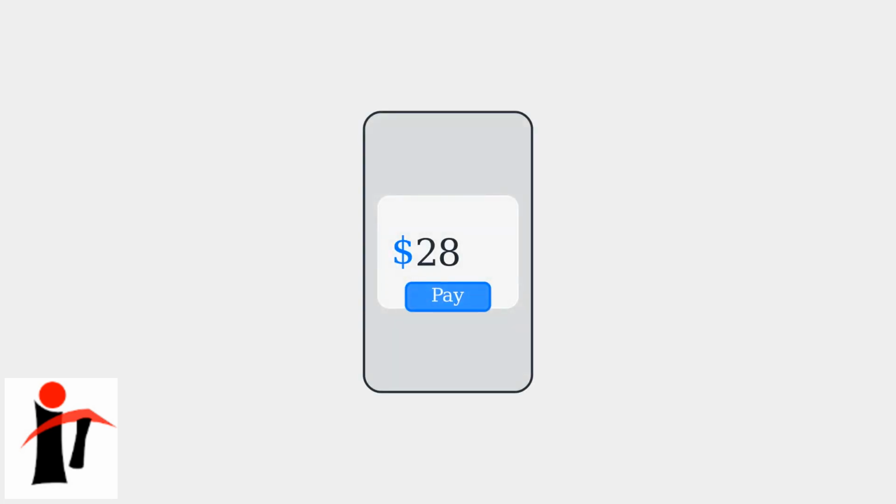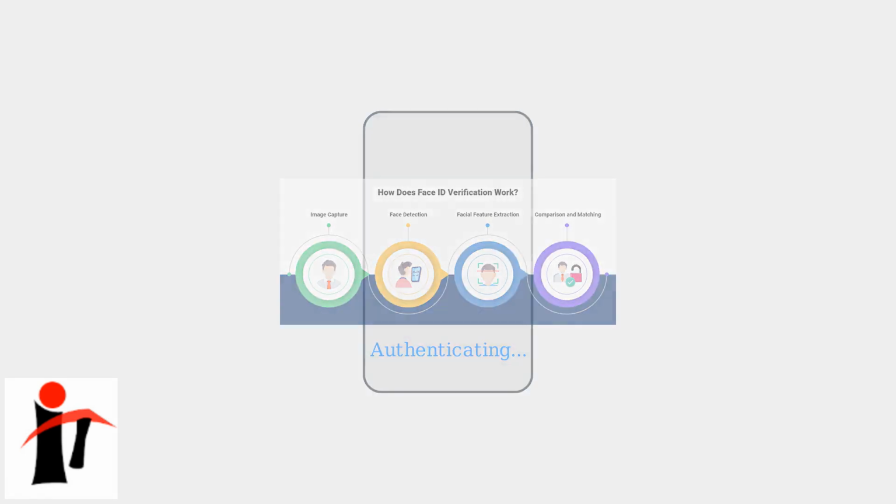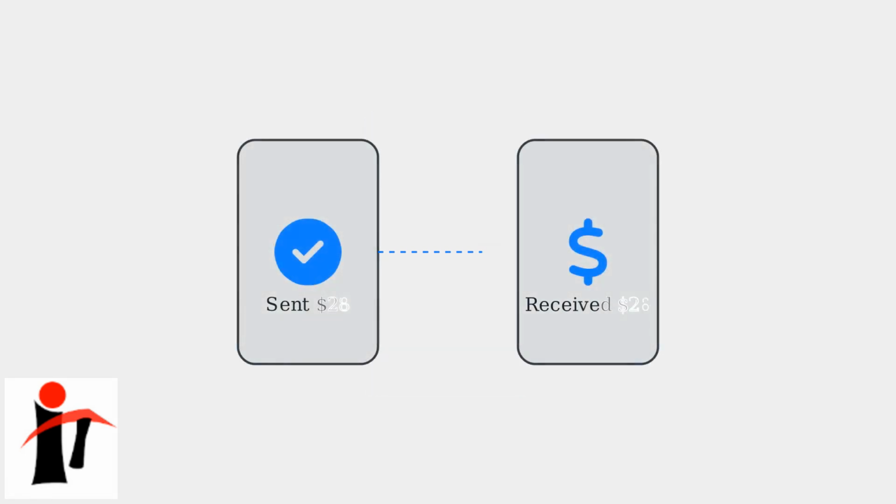You can send up to $3,000 per transaction, and most transfers are instant with no fees. Tap Pay and authenticate using Face ID, Touch ID, or your passcode. This ensures secure, private transactions with end-to-end encryption. Once authenticated, the money is sent instantly. The recipient receives it directly in their Apple Cash account, ready to spend or transfer.